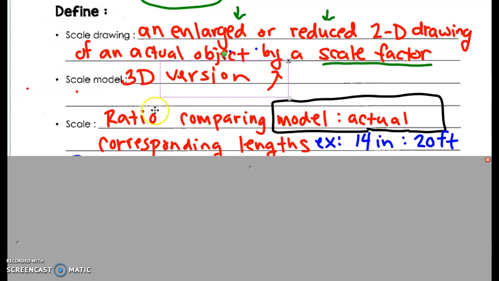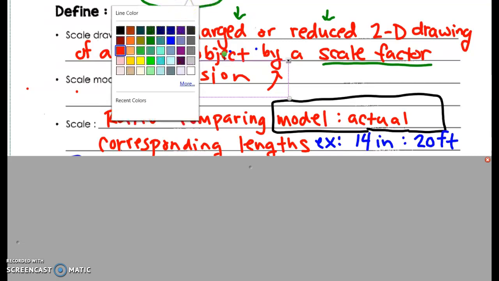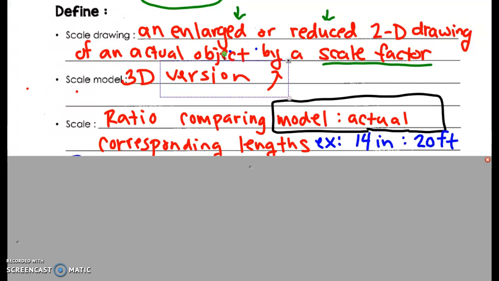We write it as a ratio, and we write it in this specific way, comparing the model length to the actual length. I'm even going to highlight that here for you because every single time you see a scale, this is how it's given to you. It's given the model size, so the toy car to the real life car, or the model distance on the map to the real life distance in miles. And this word corresponding here is just talking about two things that are the same, in the same place.